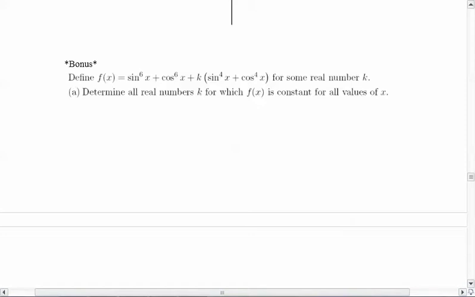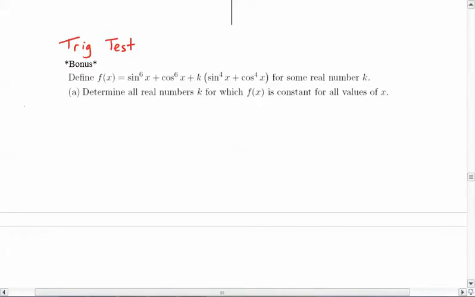Here's a solution to your bonus problem from your trigonometry test. The question is, define f of x as sine to the power of 6x plus cos to the power of 6x plus k times (sine to the power of 4x plus cos to the power of 4x), for some real number k. We want to find all the real numbers k for which f of x is constant for all the values of x.